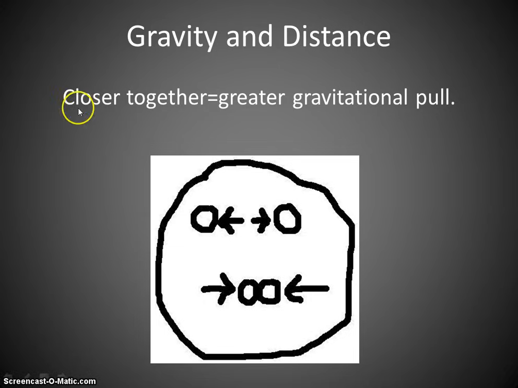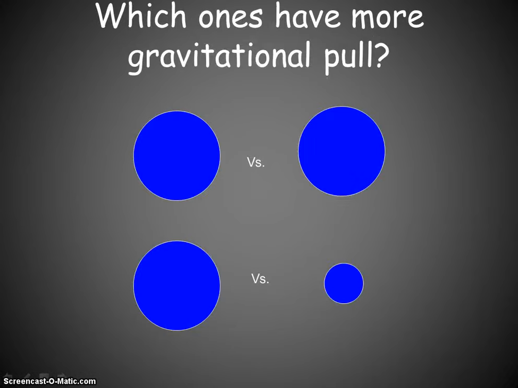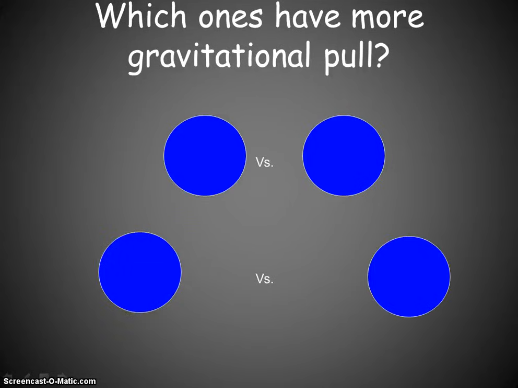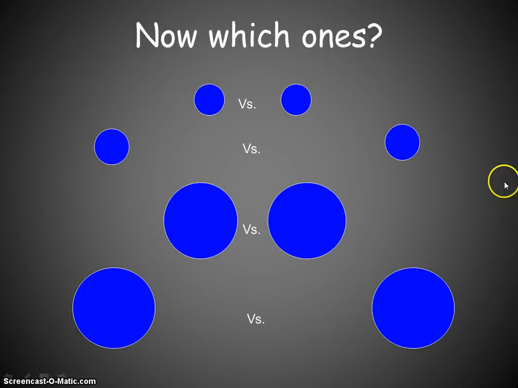So as you get farther away, gravitational force decreases. Once again, for objects close together, gravity is greater. Let's look at here. Which one has a greater gravitational pull? Obviously, it's going to be these two objects because they are both more massive. This one is less massive, so it's going to have less gravitational pull. Same thing again: it's these because they're closer. If they have the same mass, then the ones that are closer are going to have greater gravity.